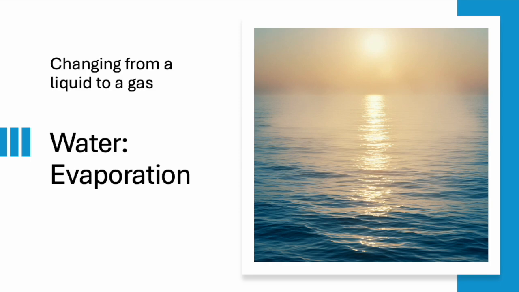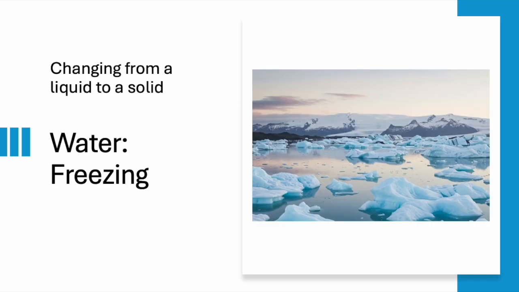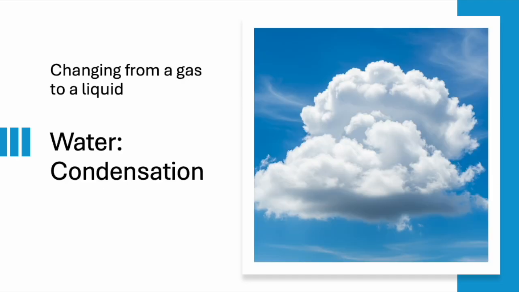The water molecules jiggle even faster, and some of them gain enough energy to escape into the air as water vapor. Now, if we take heat away from liquid water, the water starts to freeze. The water molecules slow down and start to arrange themselves in a solid structure called ice. And if water vapor loses heat, the water vapor condenses and turns back into liquid water. That's how clouds form.